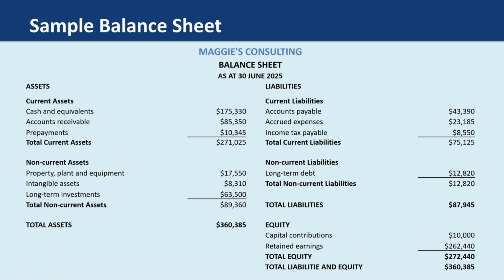On the left-hand side, we have the assets section. On the right-hand side, we have the liabilities and owner's equity section. On the left-hand side, it lists what the business owns, and on the right-hand side, it lists what the business owes. The assets always equal liabilities plus equity.